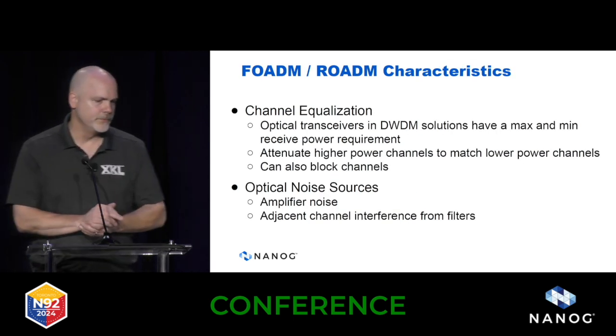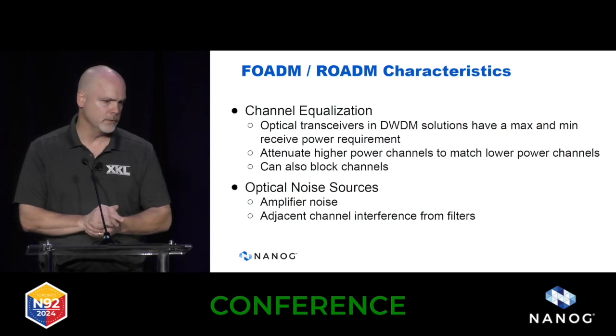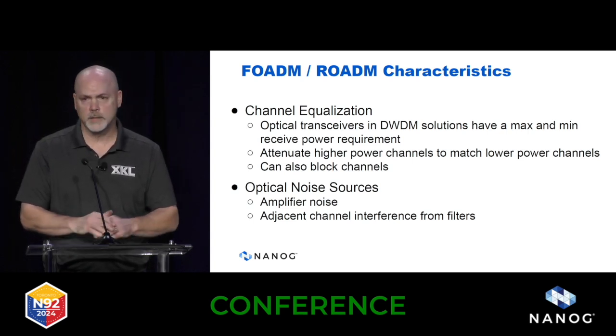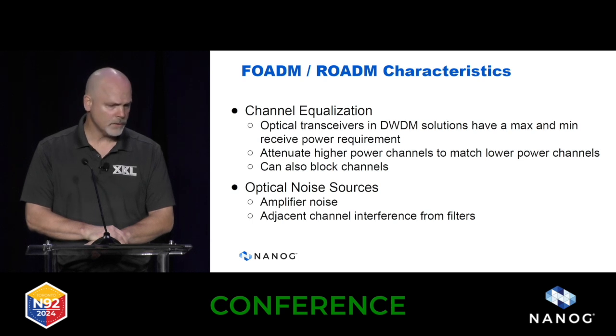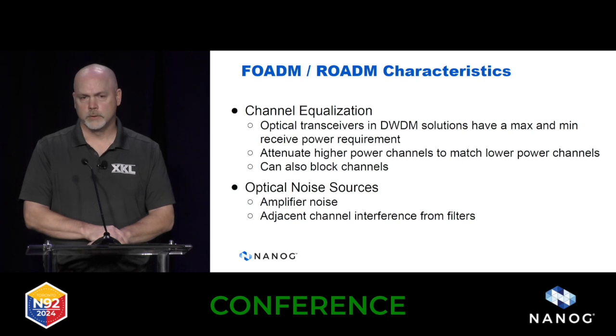So let's talk about some of the key characteristics here in both FOADMs and ROADMs. As I said, channel equalization. Optical transceivers have a maximum and a minimum power spec at their receiver. So you can't exceed the maximum or it'll damage the device, and you can't go below the minimum or you won't be able to recover the signal. And so all of the channels need to be within this min-max range. So that's why you have to equalize or balance the channels.